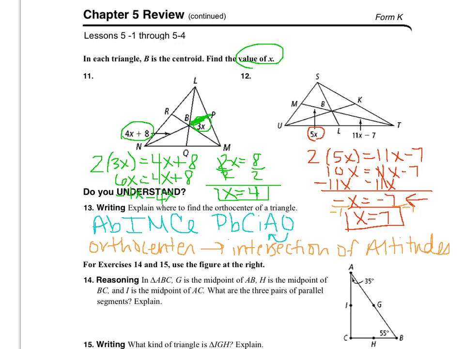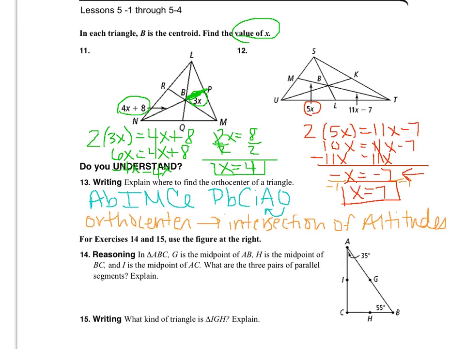Intersection, yeah, I can use that word, but another vocabulary word that we have is point of concurrency, right? So the orthocenter is the point of concurrency of each of my altitudes of the triangle. Let's move this page on up.